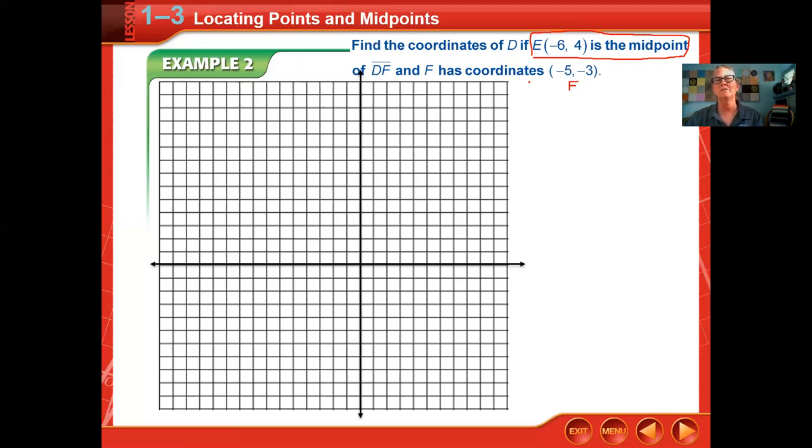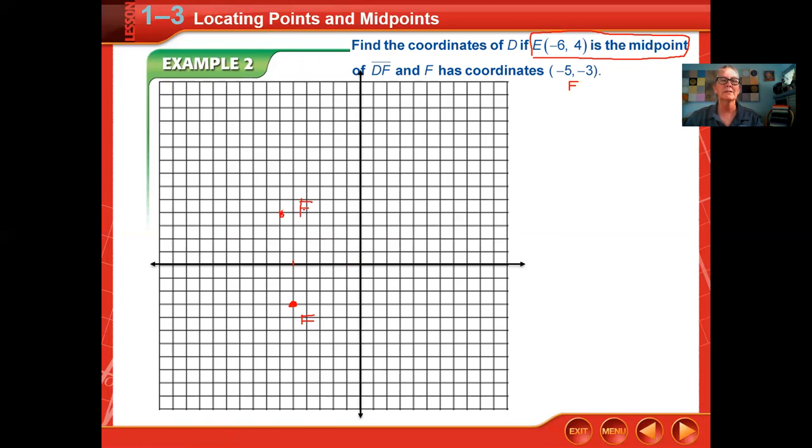Okay, I'm going to graph F first. So F is at negative 5, negative 3. 1, 2, 3, 4, 5. 1, 2, 3. F is one of the endpoints. Okay. I will just call this puppy F. E is the midpoint. So I'm going to go over 1, 2, 3, 4, 5, 6, and then up 4. 1, 2, 3, 4.